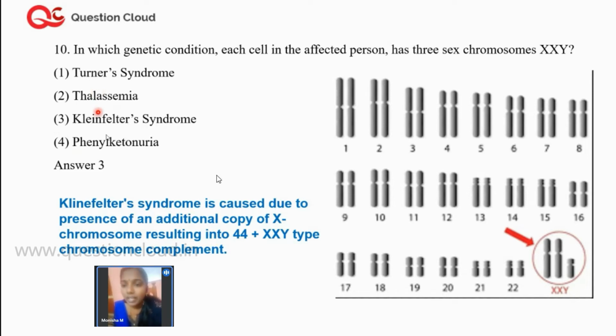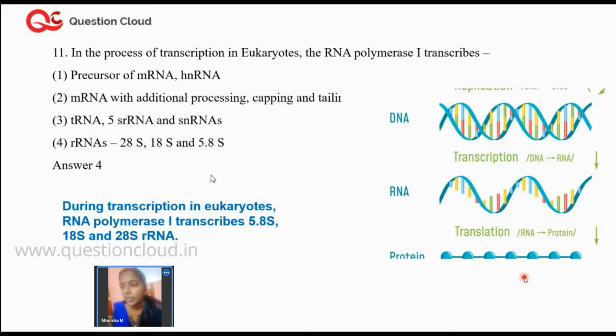So the right option for this particular question is Klinefelter syndrome. In Klinefelter syndrome, as you see in this picture, he will have an additional copy of X, so XXY. In the exam, if you see XXY, it is nothing but Klinefelter's syndrome. Is it clear? Very good.